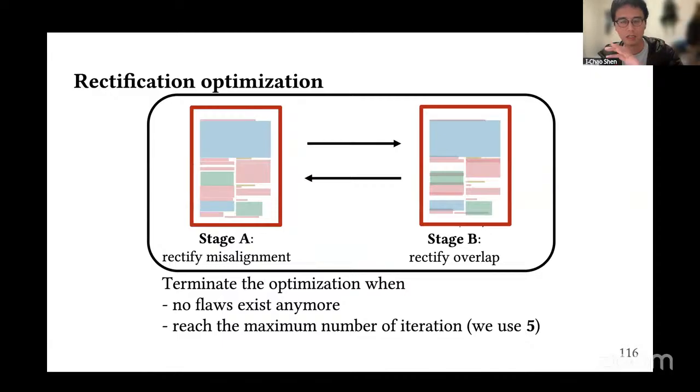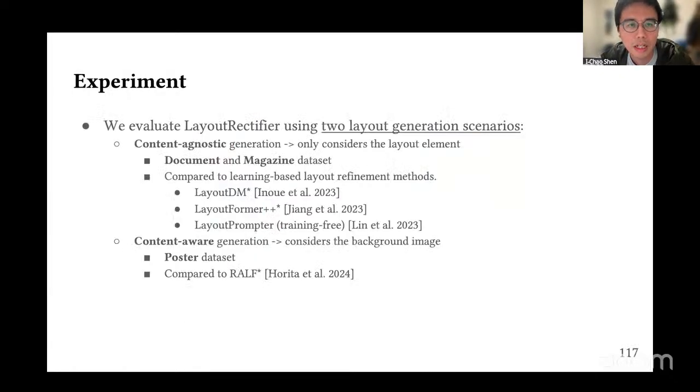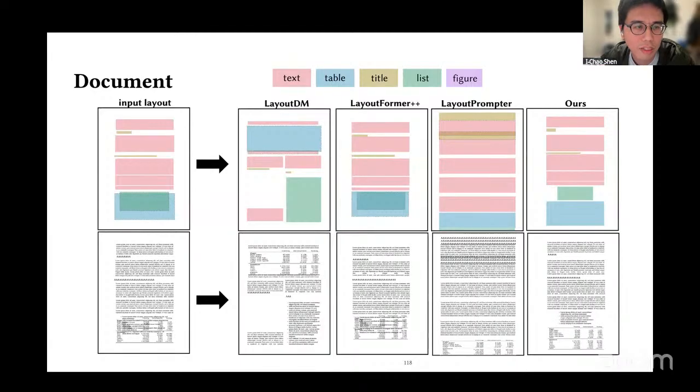And then we just iteratively perform this two-stage process for like 5 iterations. And then some of the results are, for example, in this case, a document layout. By providing this input layout, our results resolve this undesired overlapping and improve some of the alignment here, but we still preserve the structure. For other similar methods, learning-based, or those that use a prompt to GPT to perform this task, they basically destroy the structure or did not really resolve the common flaws.